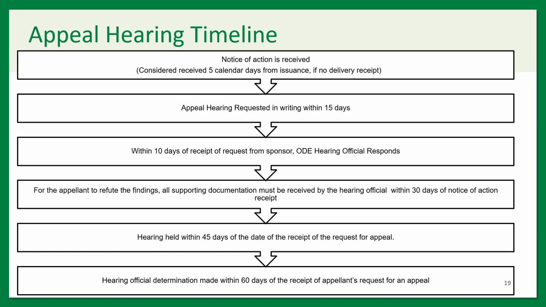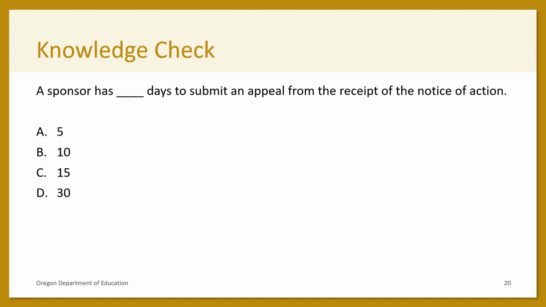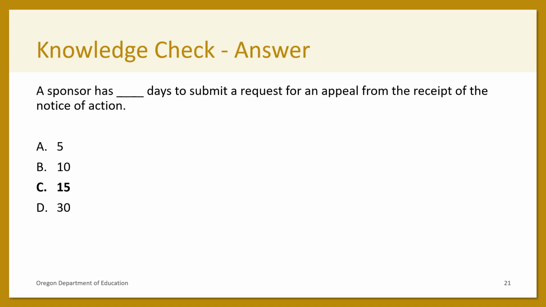It is time for a knowledge check. A sponsor has blank days to submit an appeal from the receipt of the notice of action? A, 5; B, 10; C, 15; D, 30. The answer is C. 15 days is the number of days a sponsor must submit a request for an appeal from the receipt of the notice of action.